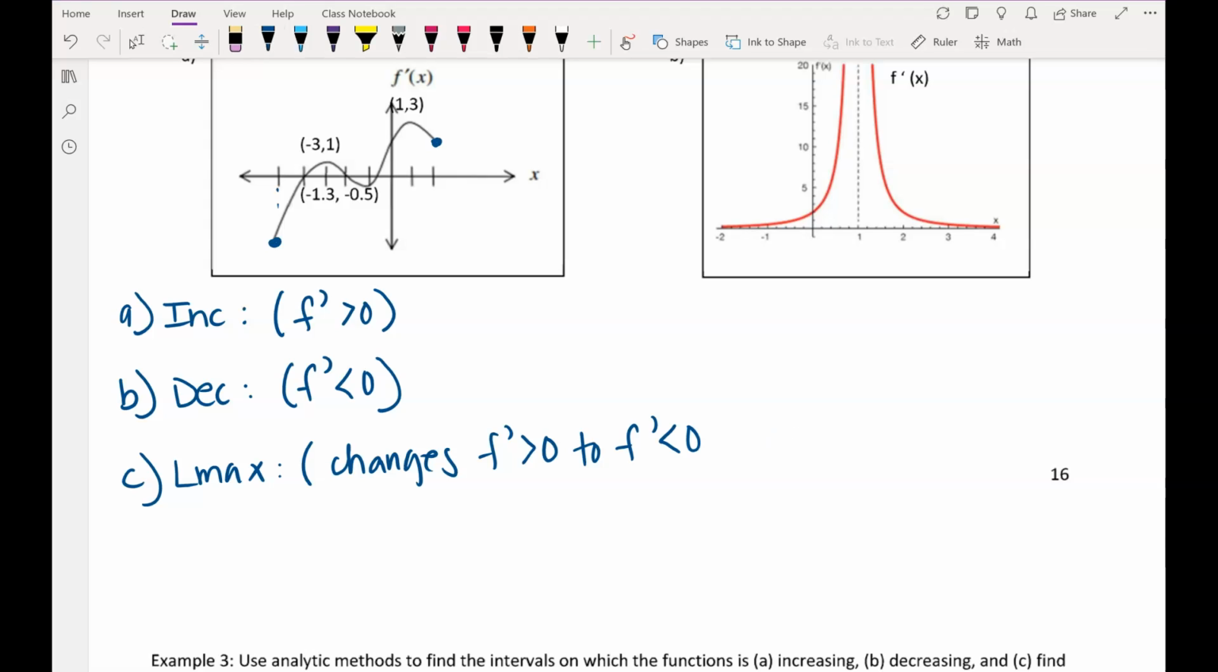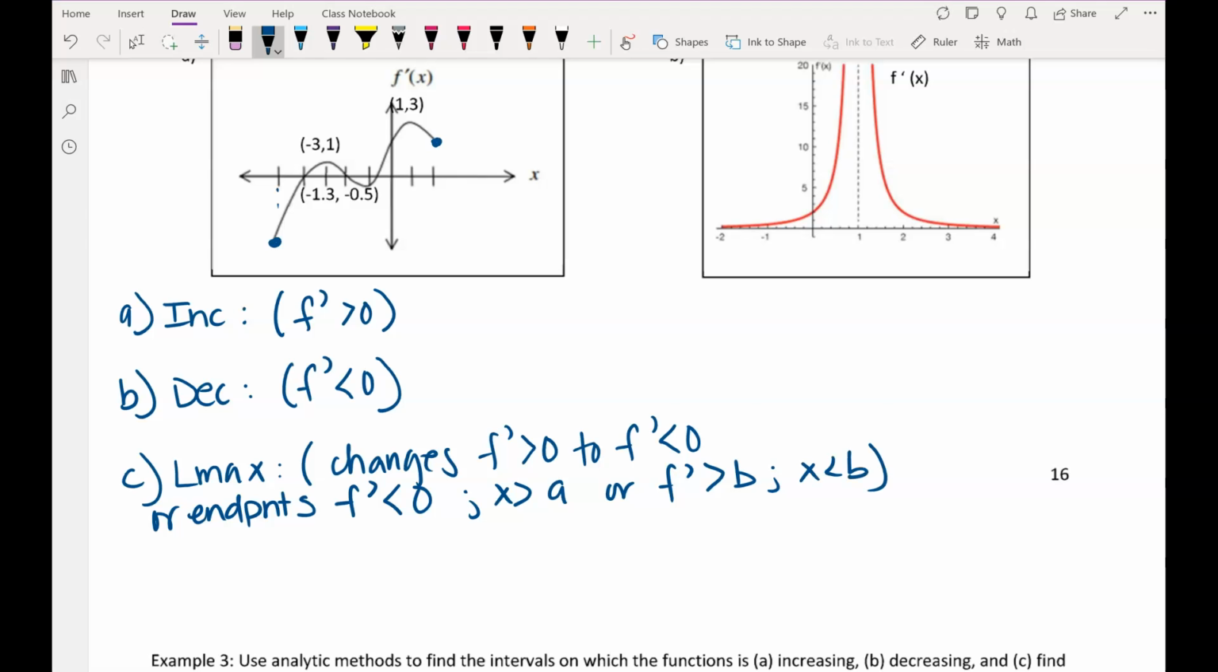Am I invading the other side? Or endpoints: f prime has to be less than 0 when x is bigger than a, or f prime has to be greater than b for when x is less than b. Remember, those are endpoint definitions.